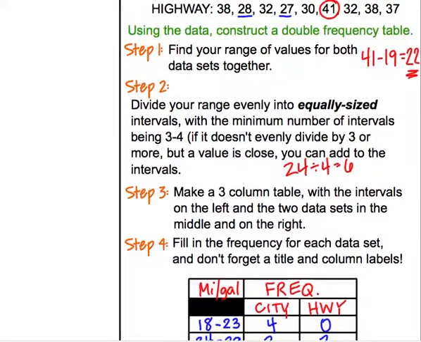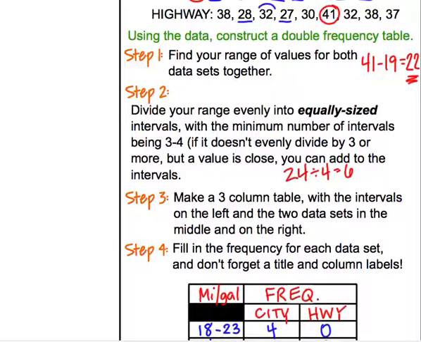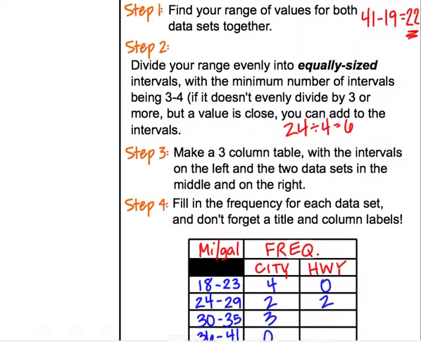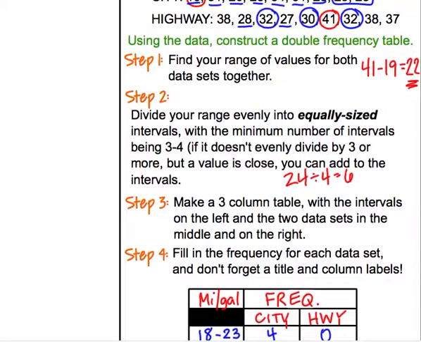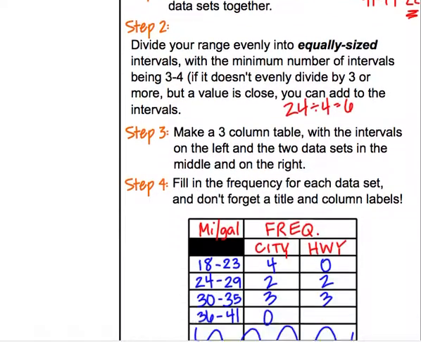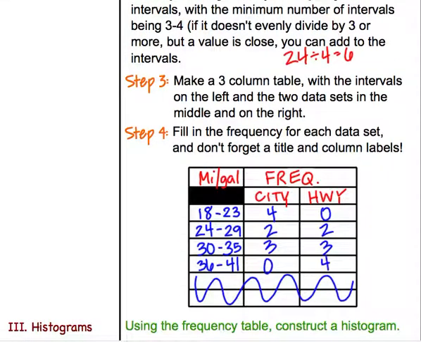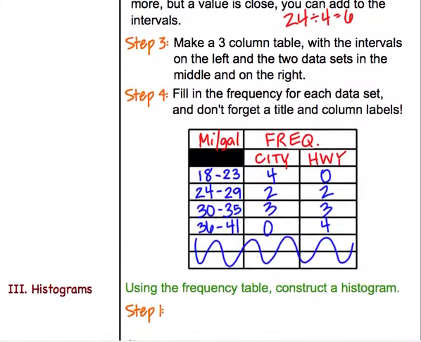30 to 35, I see 1, 2, 3, and 36 to 41, I apologize for all the bouncing around. I see 1, 2, 3, 4. And my frequency table is done.